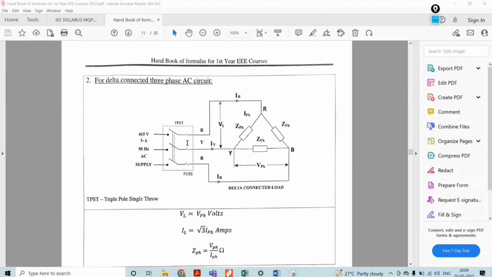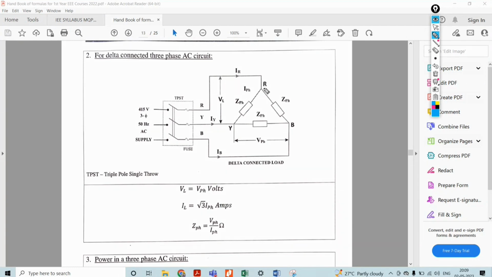Next, with respect to the delta, here we have the R phase, Y phase and the B phase. I will take start, finish, start, finish, start, finish. It means that dissimilar ends are connected together to form a closed loop. Those dissimilar ends are connected to the supply or load. That itself is called a delta connected system, because all these dissimilar ends, start and finish, are connected together to form a closed loop.